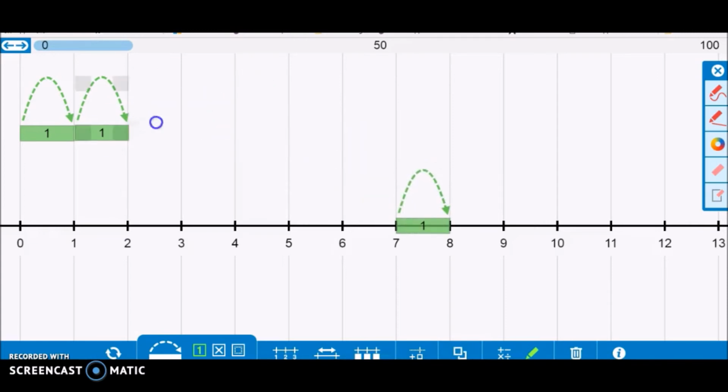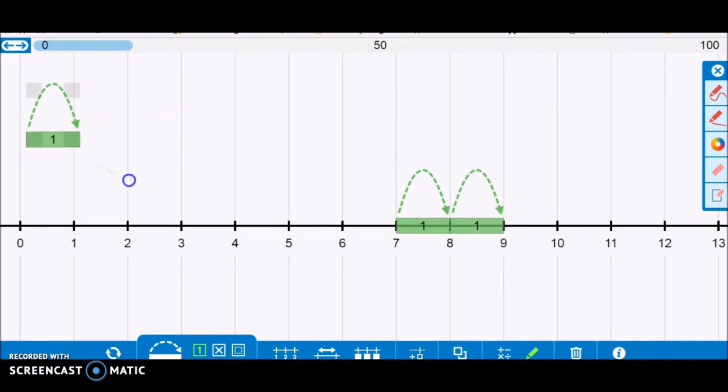7 to 8 is 1. 8 to 9 is 1, so we're at 2. And 9 to 10, that leaves us with 3.